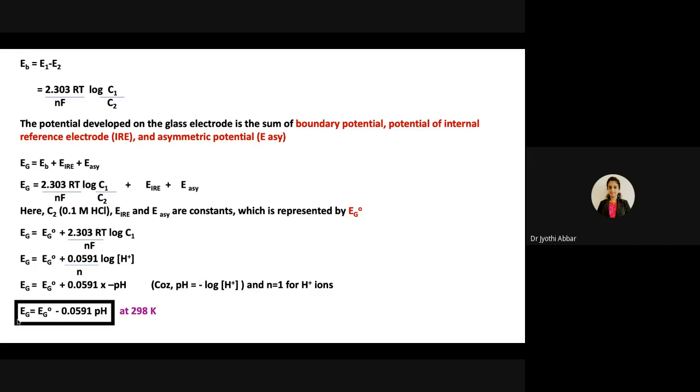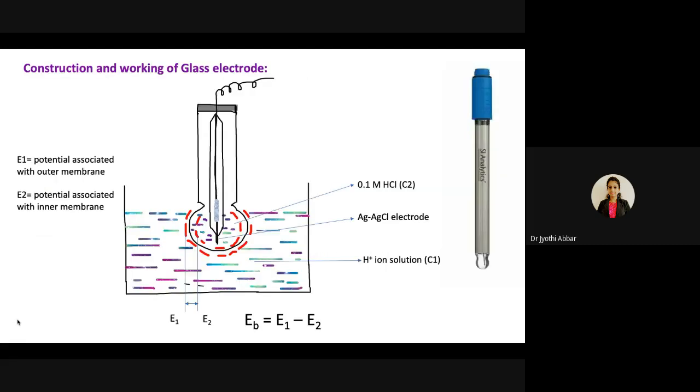Now, when there are advantages, definitely there should be some limitations also, right? So what are the limitations of this? The glass membrane, the bulb at the bottom that we saw, is actually very thin, and it offers high resistance. So ordinary potentiometers or pH meters cannot be used for this purpose. We have to use high-end potentiometers or pH meters, that is, the electronic ones. So this is one limitation.